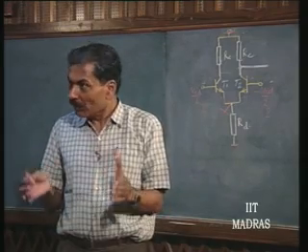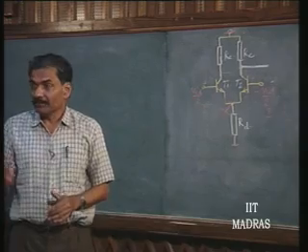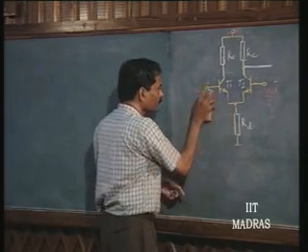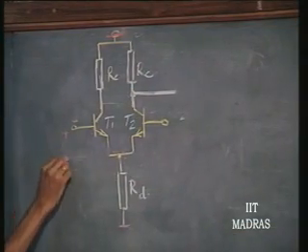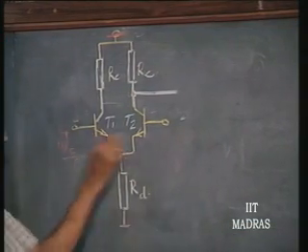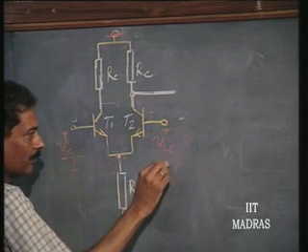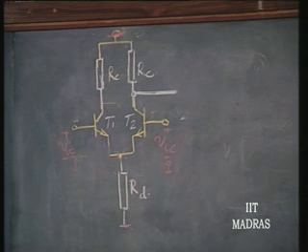Anyway, that is nothing new about it. We have already learnt about the differential mode gain. Now, let us see for the common mode what happens. When the signal is only common mode, VIC, VIC, it is still symmetric. What happens?